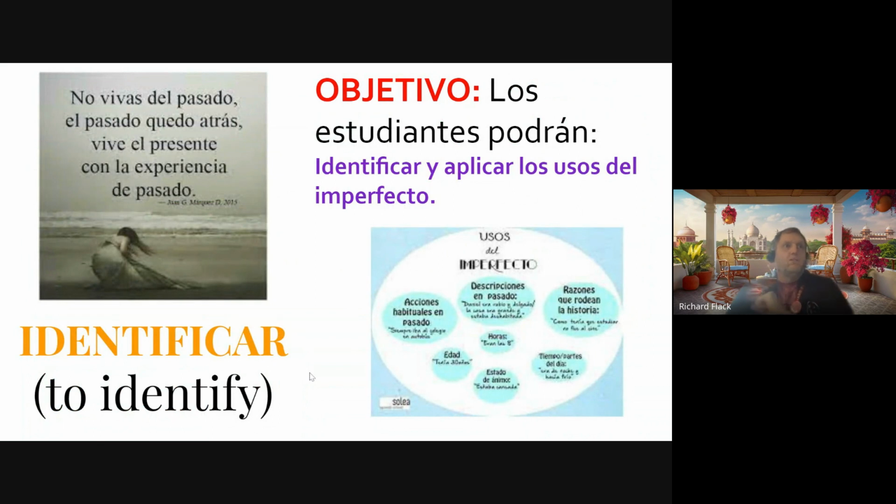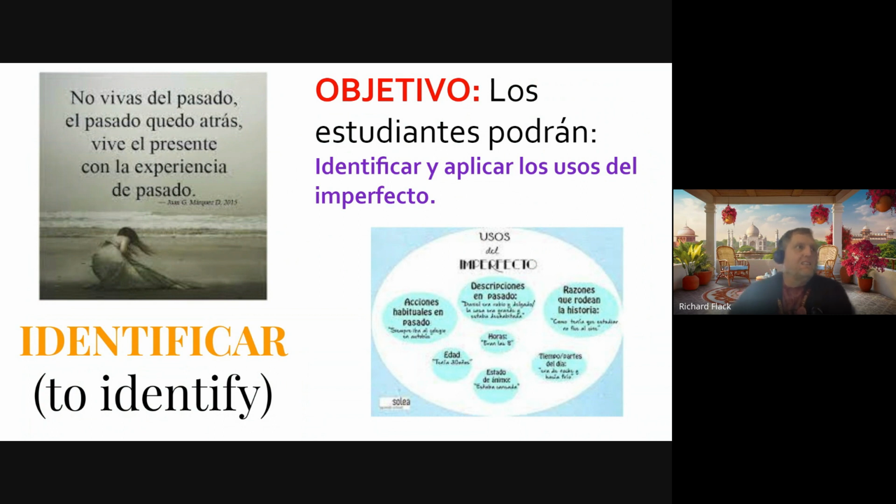El objetivo, los estudiantes podrán identificar y aplicar los usos del imperfecto. So you're going to be able to identify and apply the uses of the imperfect tense. El verbo de hoy, identificar, to identify.